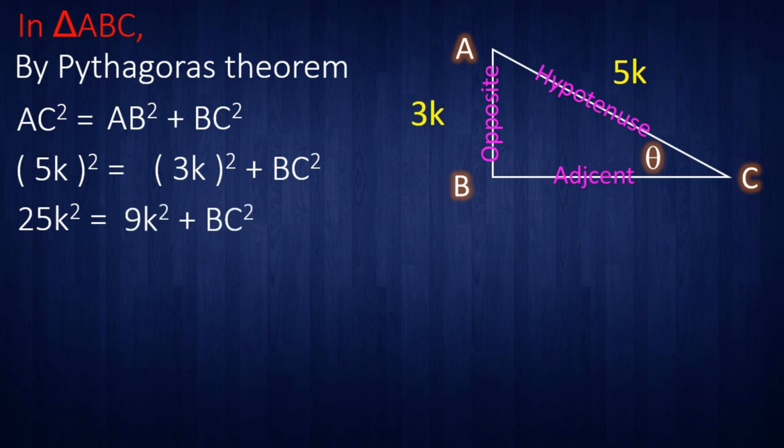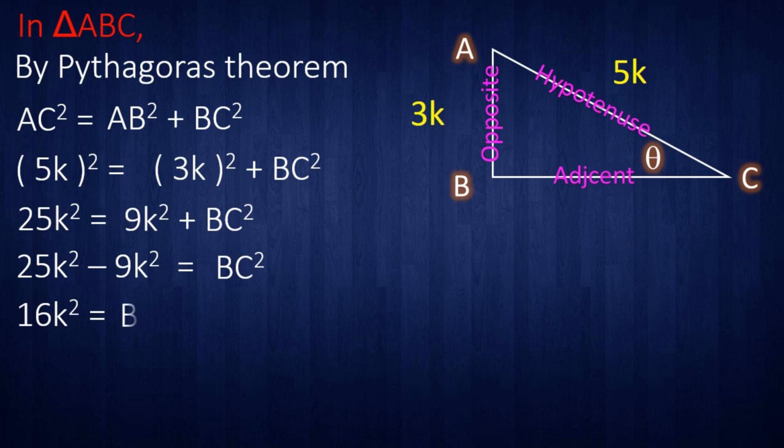Transfer 9K square to the left hand side, it will become minus. So 25K square minus 9K square is equal to BC square. After subtraction, 16K square is equal to BC square. Now take the square root. So 4K is equal to BC, therefore BC is equal to 4K. Show in the figure that BC we got is 4K.